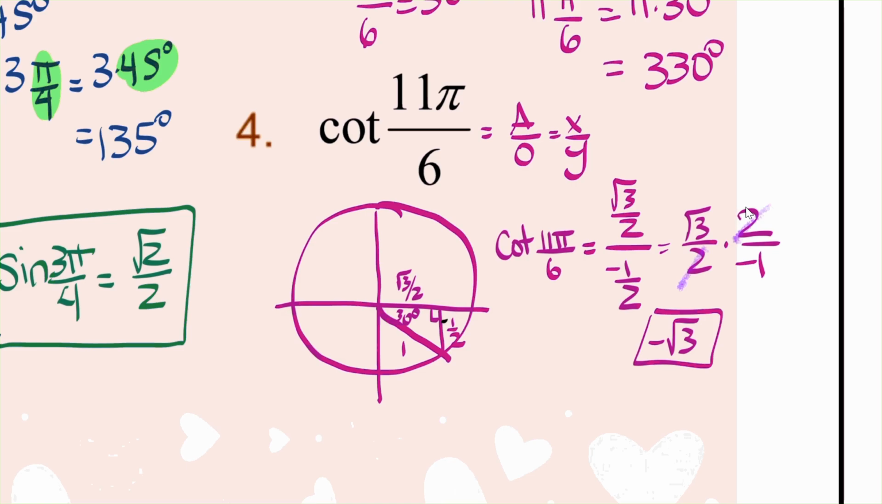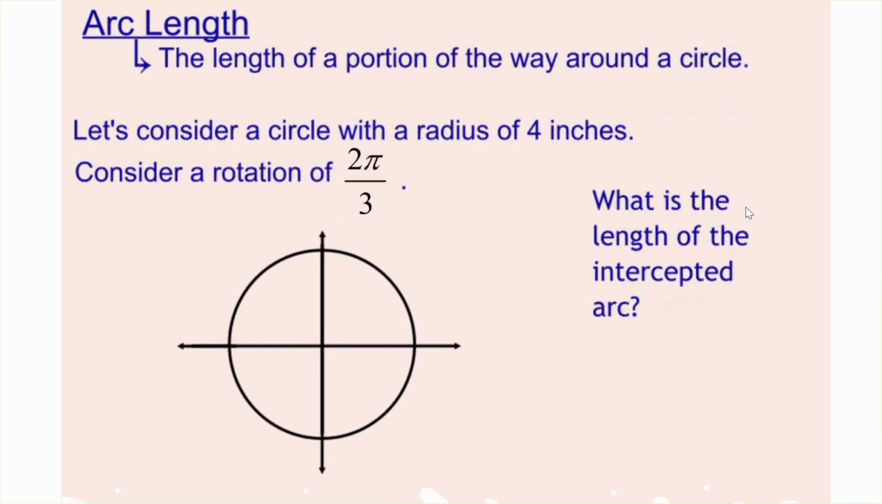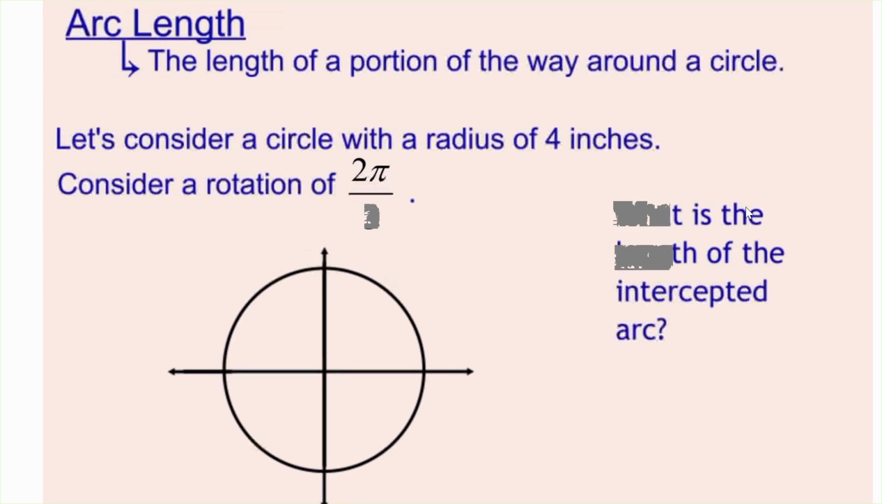So that was a little review of what we did yesterday. Now we're going to focus on two topics: arc length and sector area. The arc length is a length around a portion of a circle.